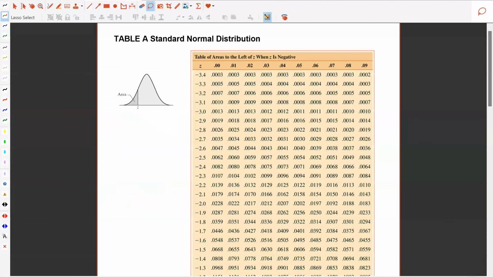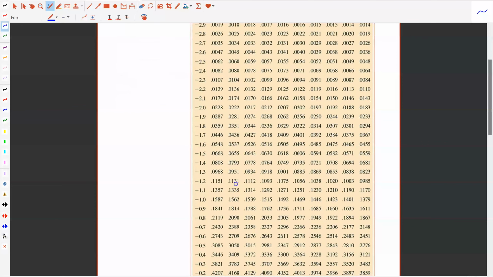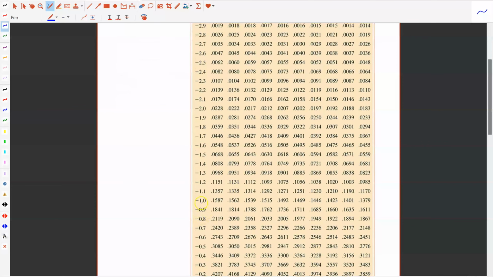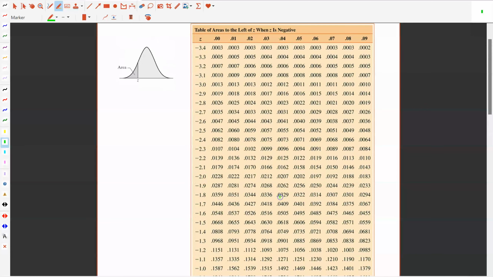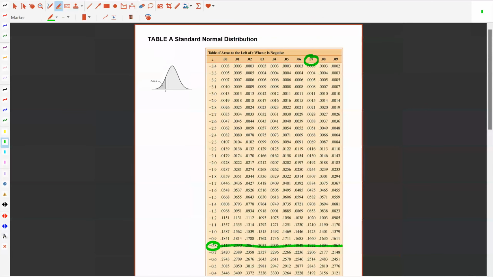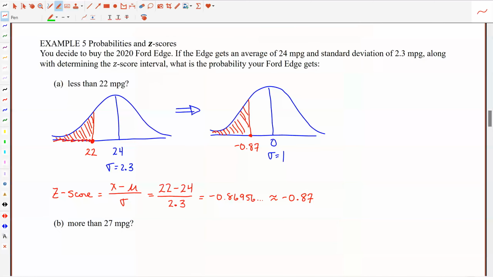So here we go. We go to the table. We look for the negative z-scores and negative 0.87. Here's negative 0.8 right here. In that row, I need to go to the value I want in my hundredths spot, which would be the 7. If I find the intersection between the row I want and the column, we get a value of 0.1922. This area right here is 0.1922.